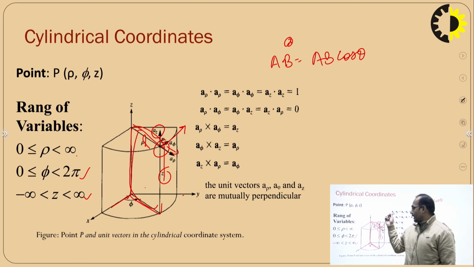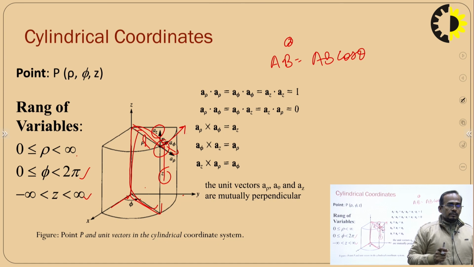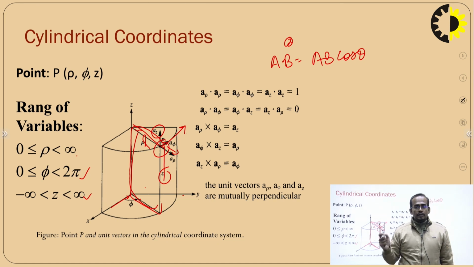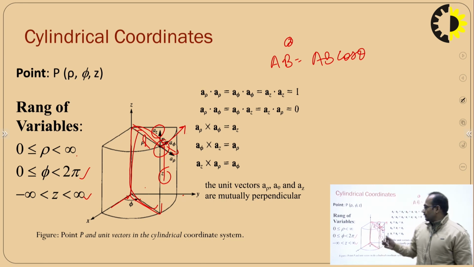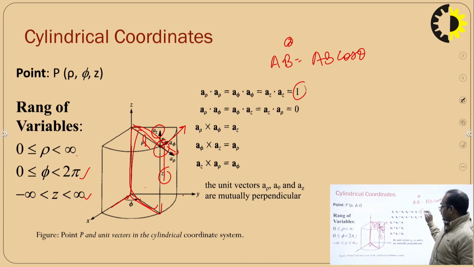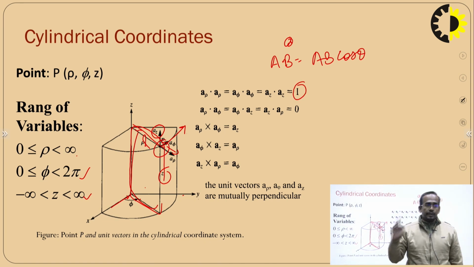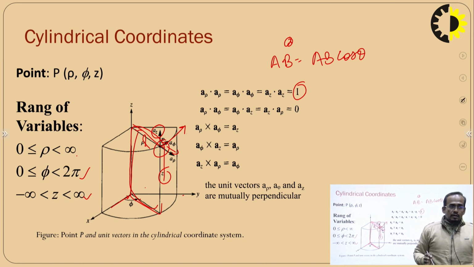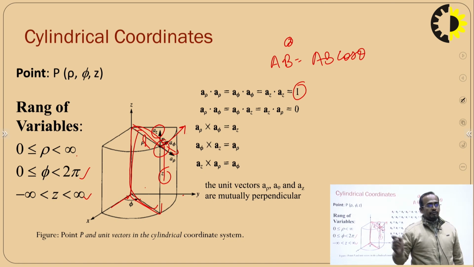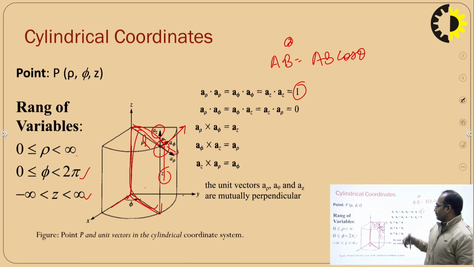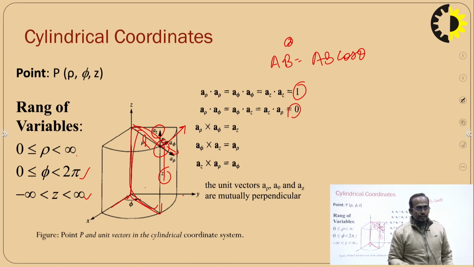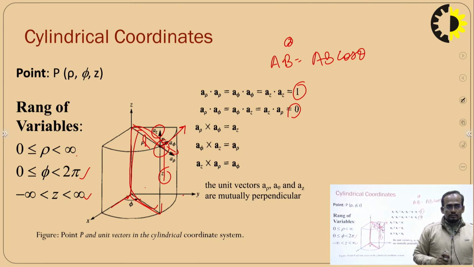So if I am taking the dot product of the same vector, a rho dot a rho, the angle between these two vectors will be 0 and the value of cos 0 will be 1, and the magnitude of a unit vector is always 1. So the dot product of the same unit vector will give unity. And if I am considering the dot product with another vector, then it will give 0. Why? Because these unit vectors are perpendicular to each other.